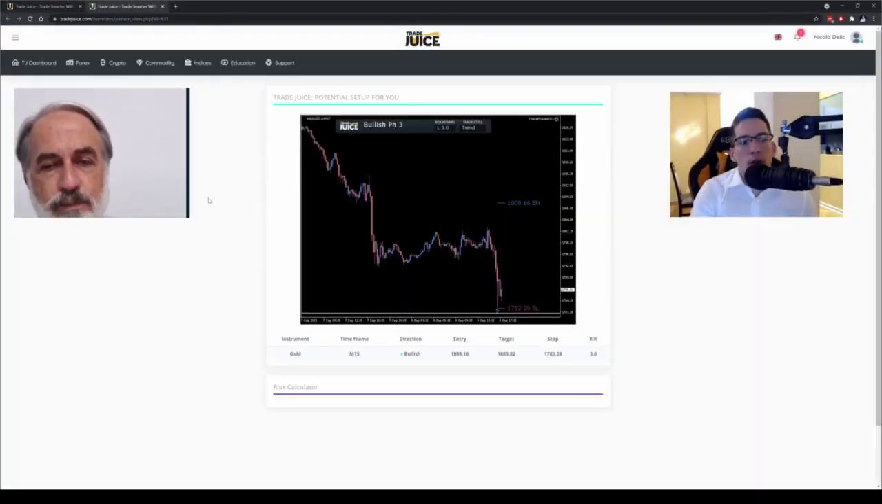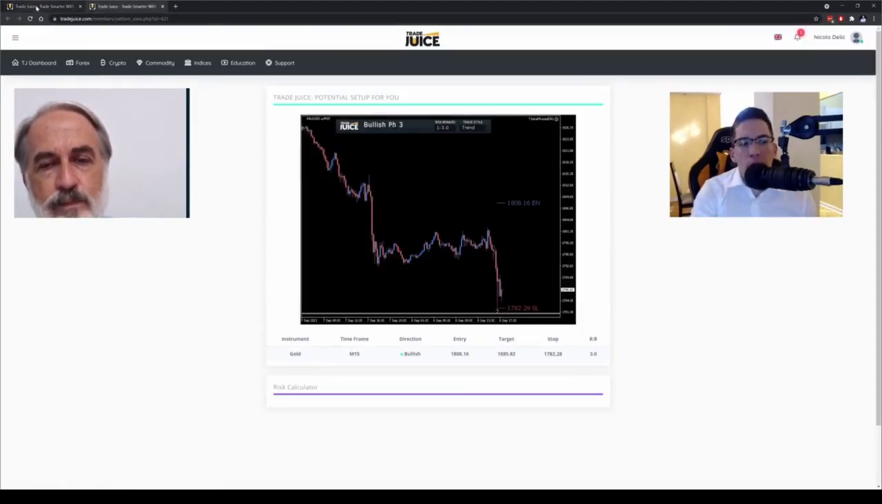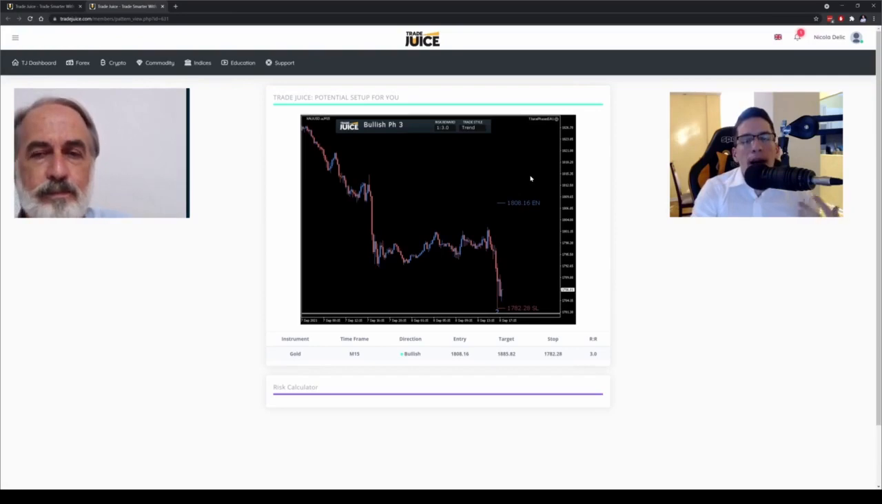I like to trade gold, and you can just click on that instrument name or any instrument name just to get the chart. You don't need the chart, but I know a lot of people like to see visually where to place the entry and stop loss, and that's why we are also offering that solution.